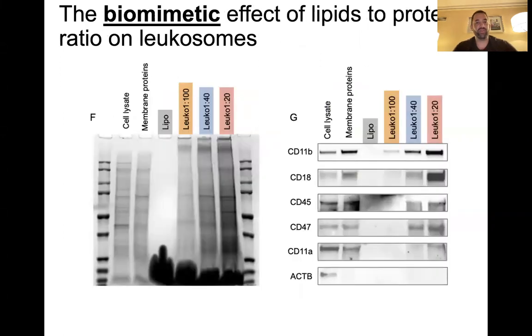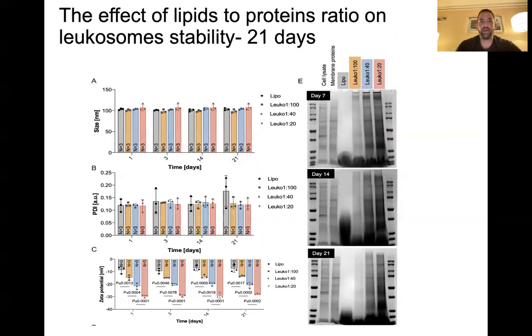Then, using Western blot for specific leukocyte markers such as CD11b, CD18, CD45, and CD47, we verified the increase of the protein in our nanoparticle groups, as you can see in tile G in front of you. We also assessed the stability of these nanoparticles for 21 days at 4 degrees Celsius. We did not observe any statistically significant change between the different groups. So what I'm trying to claim is by adding more proteins, we didn't change the stability of the nanoparticle.